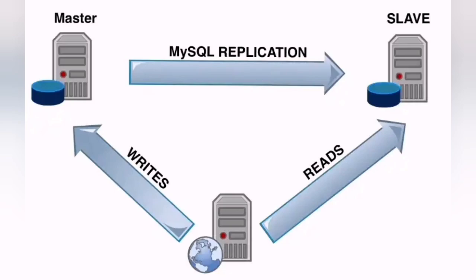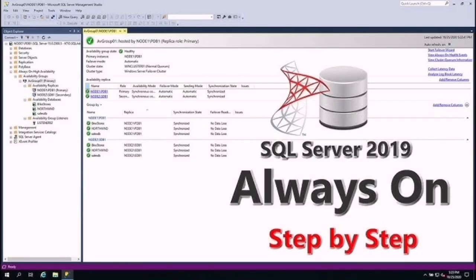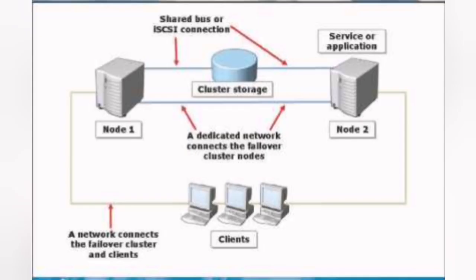Here is where the Always On availability group of the SQL server comes along to help us with this database structure. In order for the Always On availability group to work, we must have a Windows failover cluster where we will have two or more nodes connected with a heartbeat together on a certain storage, and the clients will be connected to those nodes through the local network.